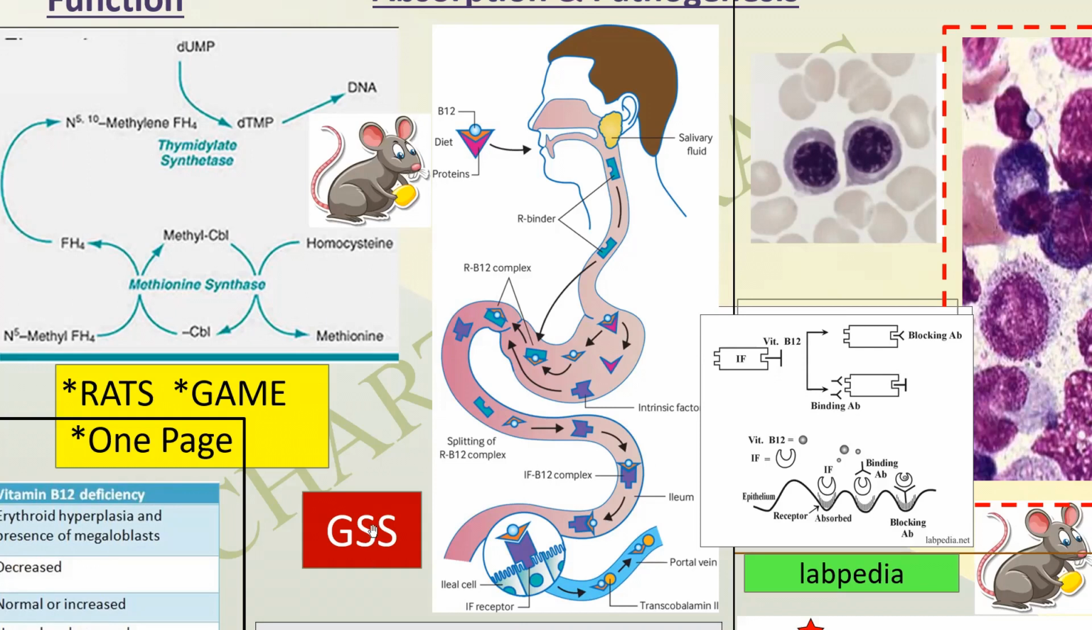Now, how does an anemia develop? An anemia can develop whenever the patient is going to have a decreased amount of intake or an increased demand. But this particular picture tells us something about pernicious anemia. The word pernicious means fatal.